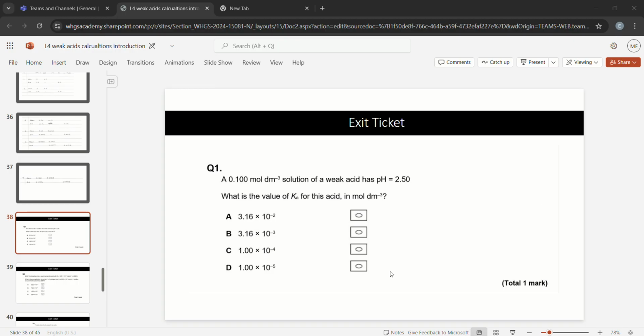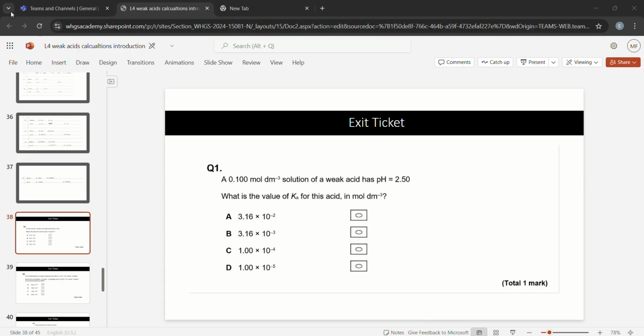squared divided by Ha, 0.100, and that should give me Ka. So brackets 10 to the power minus 2.50 squared outside the brackets, and then I also need divided by 0.100. 1.0 times by 10 to the power minus 4. Therefore the answer is C.